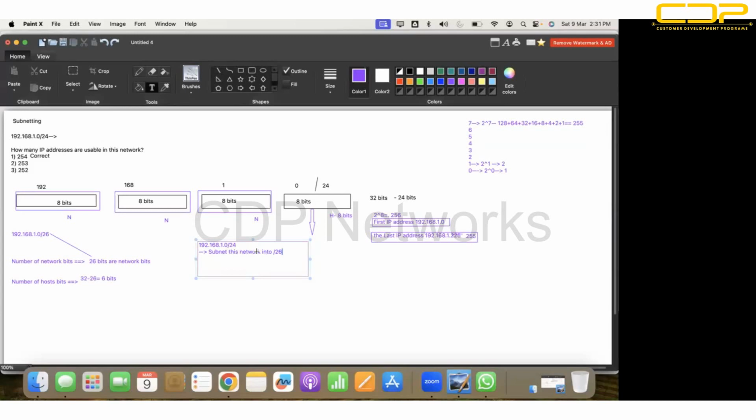Can we subnet the network? Yes. Okay, how? Don't worry, don't think about how. How many /26 networks will you get from 192.168.1.0/24? I think that four subnets we will have in this case. Okay, and who said four? Any other answer?